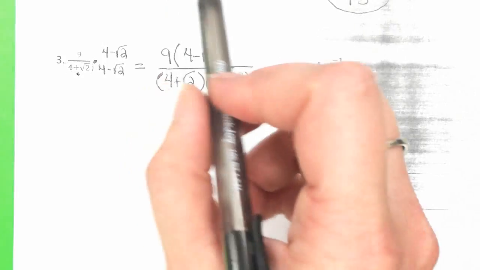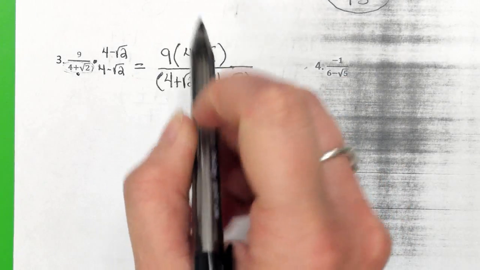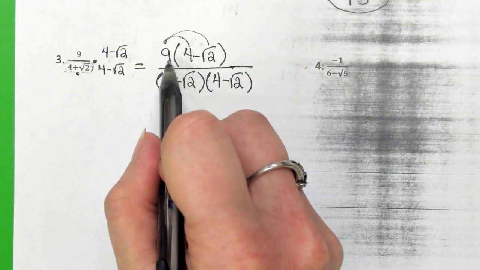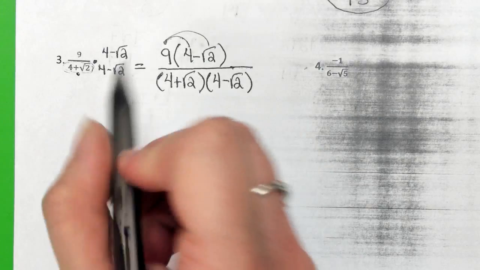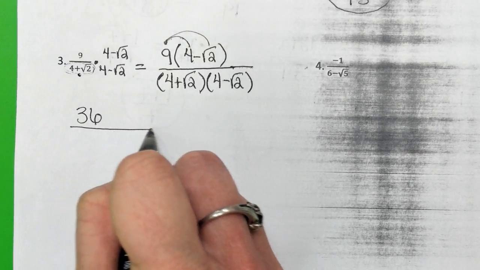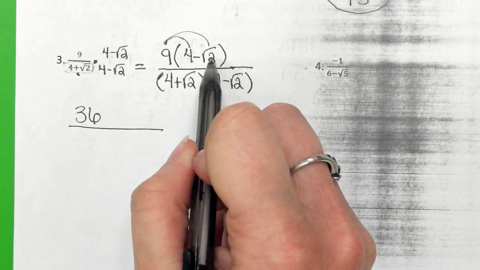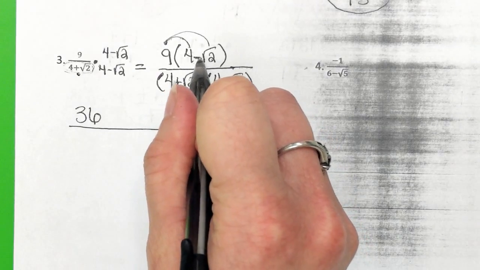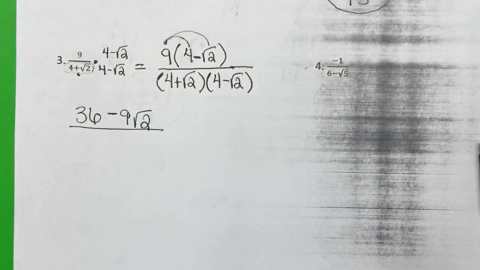Okay. All right, what do we do with this 9? Distribute. Very good. Multiply. Can we multiply 9 times 4? Yeah. What do you get? 36. Can I multiply 9 times 2? No, so I just smush them together. What kind of sign? Negative. So it's negative 9 square root of 2.